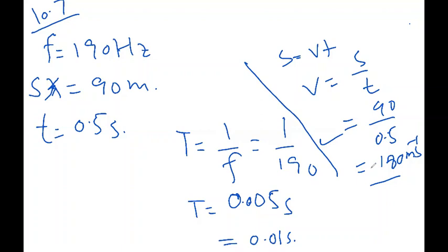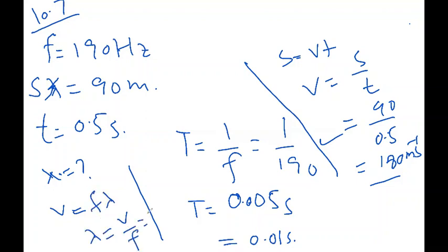And the next is wavelength. So for wavelength, lambda, we will calculate with v is equal to f lambda. Lambda is equal to v divided by f. We have the velocity, and we have the frequency, so you can calculate.